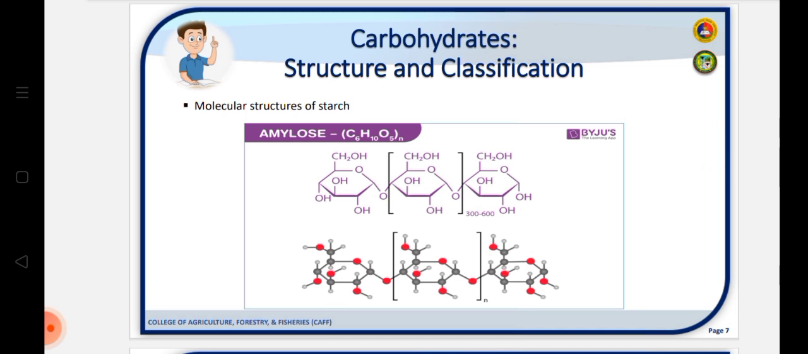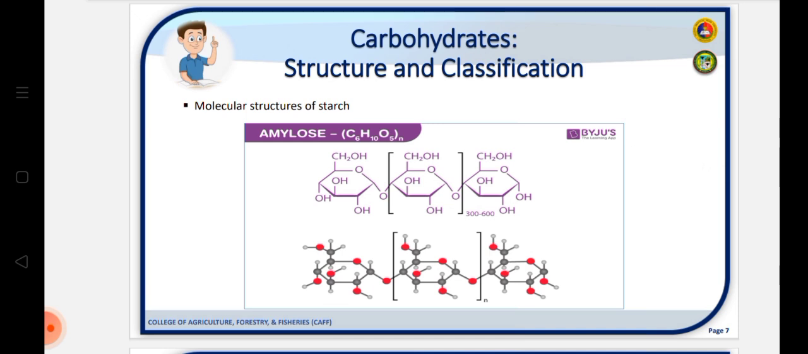Okay, let's now shift our focus to starch. Starch is one of the most important polysaccharides in both plant physiology and agricultural science. Specifically, we look at amylose, which is a major component of starch. Amylose is composed of repeating glucose units with the molecular formula C6H10O5. These units are linked by alpha 1,4 glycosidic bonds, forming a long and branched chain.